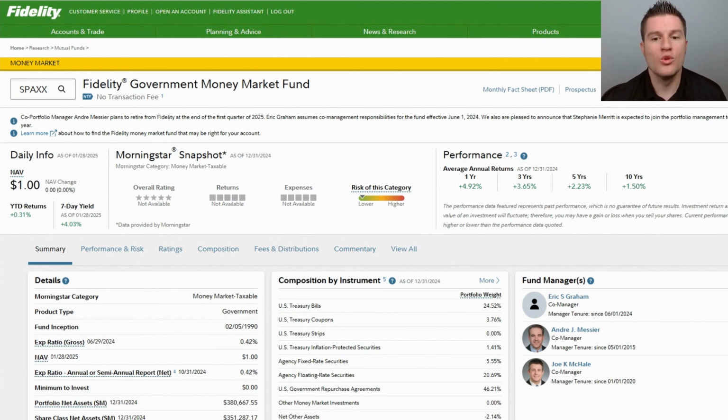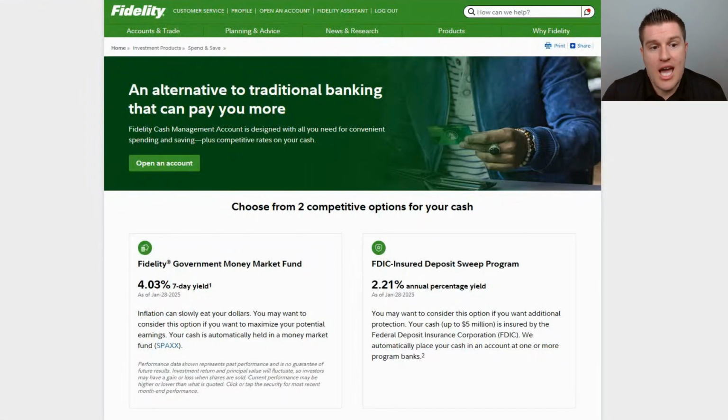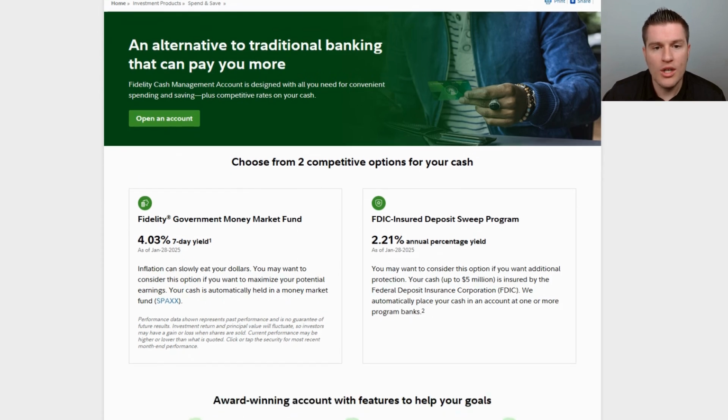So it's a really powerful tool. And again, if you open up a Fidelity cash management account, which is just like a checking account, but it's done at Fidelity, you can have your money that's uninvested in what's called the government money market fund, which is SPAXX. So it's a really great alternative to having it there.